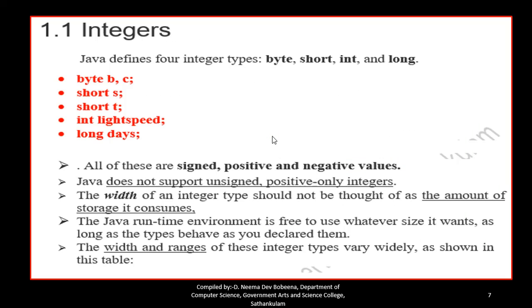In Java we have 4 integer types: byte, short, int, and long. Here is an example for declaring byte, short, int, and long type data, and all these are signed, positive and negative values. Java does not support unsigned, positive only integers. Then the width of an integer type, width means the amount of storage it consumes. The width and range of these integers are shown here.